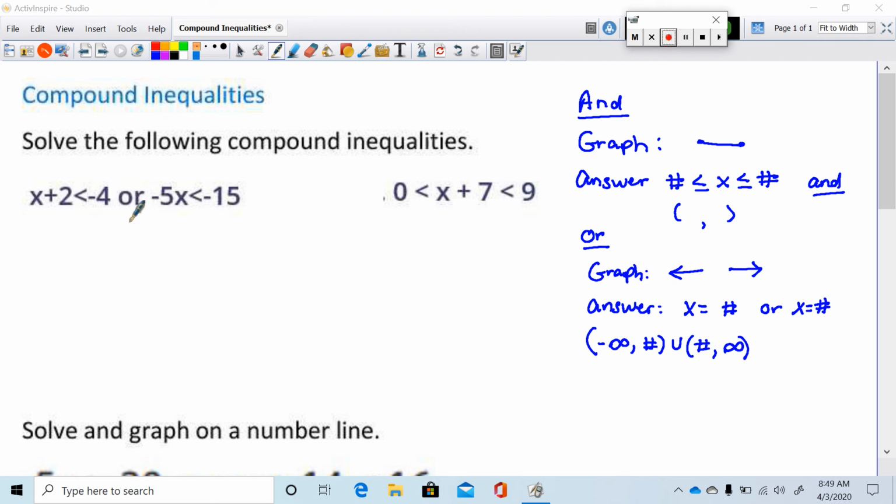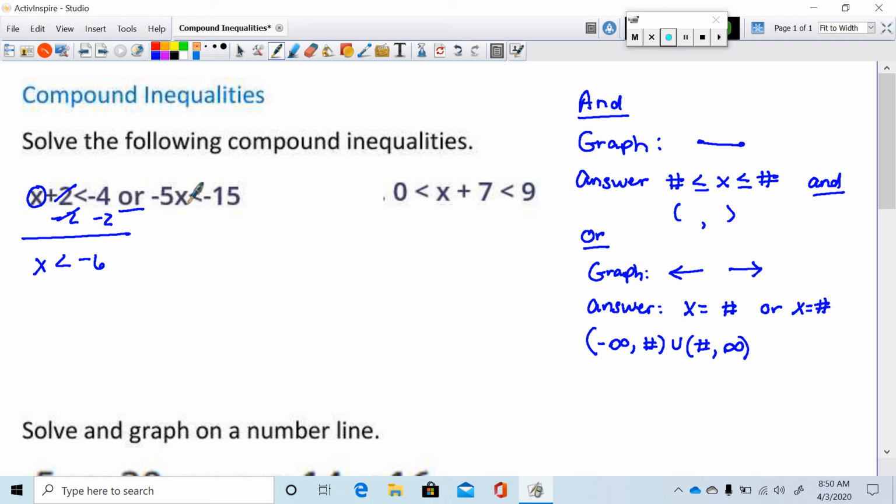Okay, so first of all, I notice that this is an or situation. So I'm going to treat these equations separately. So I'm going to pretend like it's an equal sign. So the first step is you want to get x by itself. So you have to do the opposite of adding 2. So I'm going to subtract 2 from both sides. So you bring down the x, opposites cancel, x is less than negative 4, and then another negative 2 is a total of negative 6.